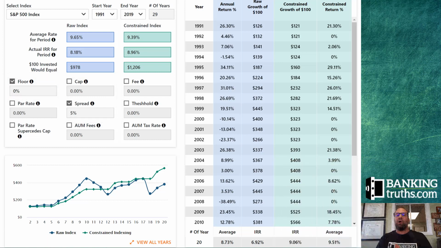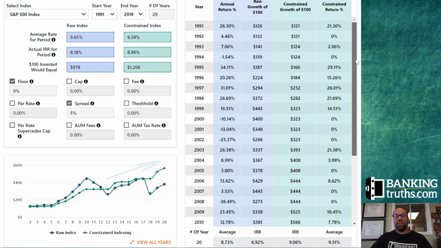Now, if we look back all the way to 1991 and we look at that meteoric rise of the advent of mutual funds and the raw index in blue, you can see the uncapped strategy with a spread of 5 actually holds up pretty well. And when things came crashing down after the tech bubble in the early 2000s, obviously the uncapped option held its own and was able to keep up on its way back up to 2008 and then just pull far ahead.